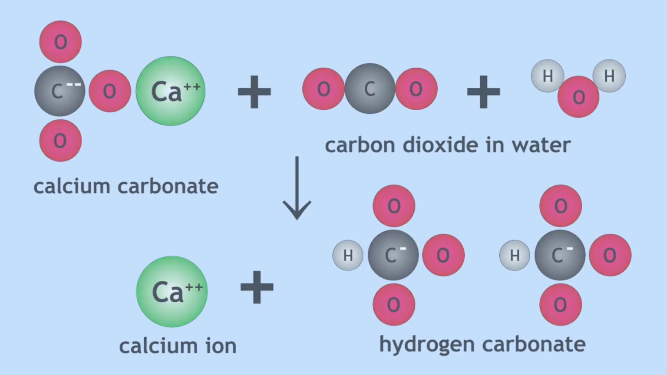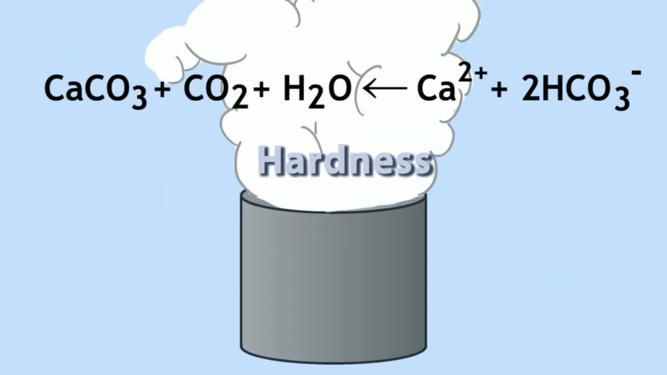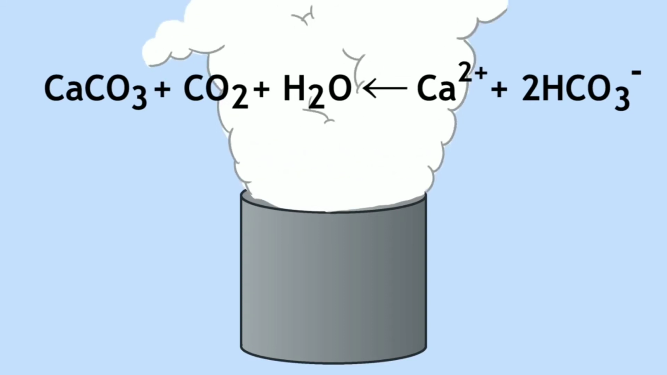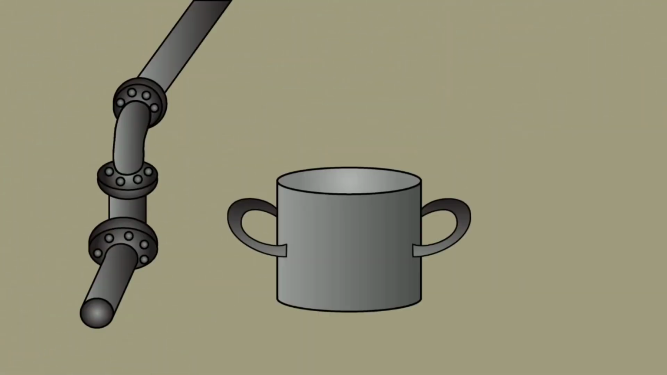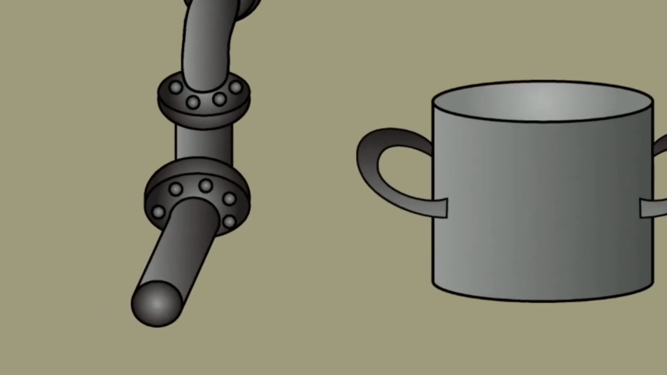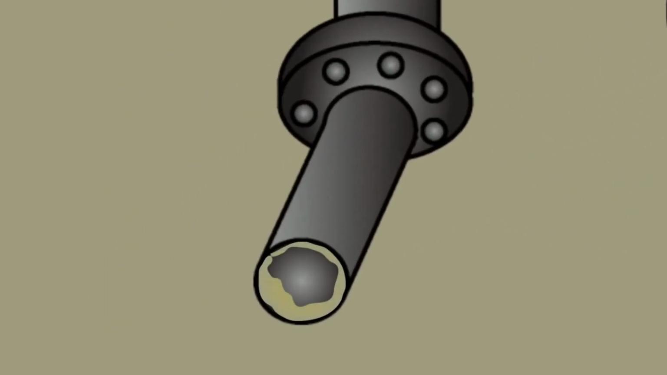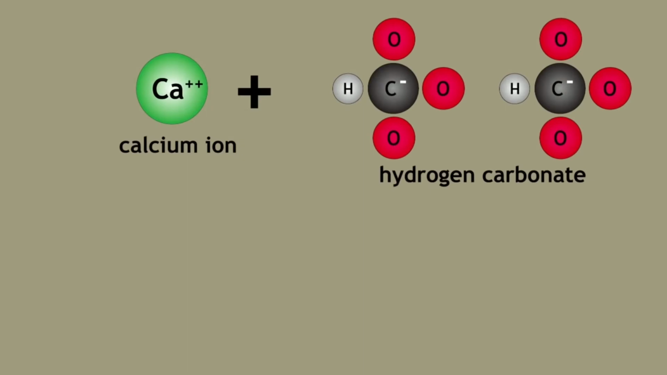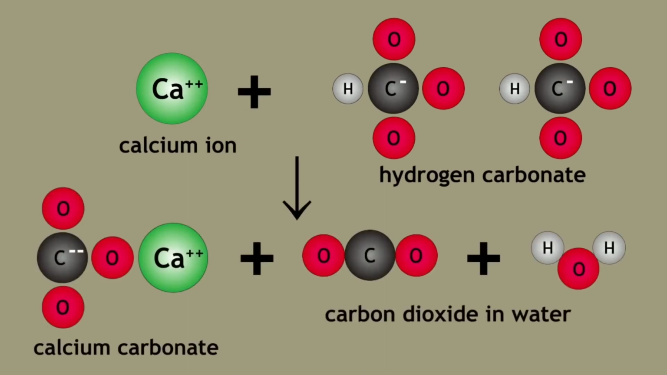This form of hardness is called temporary hardness because boiling reverses the reaction and the hardness is removed, but the limestone will deposit in your pipes, on the cooking utensils or in your kettle, forming something we call limescale, and this is also how stalactites are formed in those big caves.